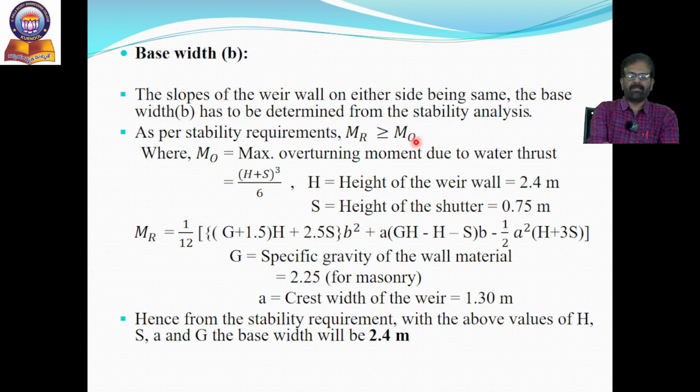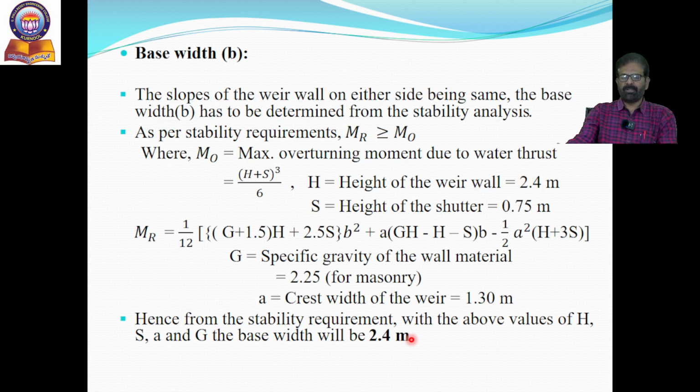Anyhow, take the G value as 2.25 and crest width small a as 1.3 meter. Capital H, the height of the weir wall, is 2.4 meter and capital S, the height of the shutter, is 0.75 meter. With all these available values or data, we can determine the bottom width of the weir wall, that is small b. If you substitute and calculate, you will get the value of base width. In the present case, it is 2.4 meters.